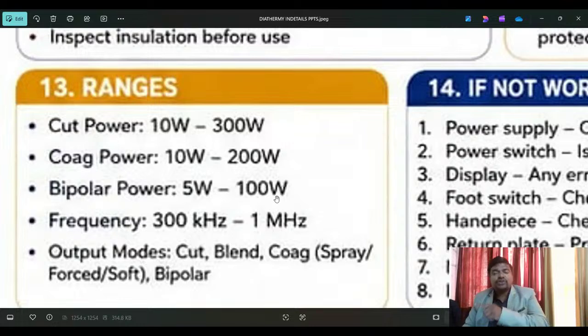Okay, I will show you that one. Okay, how does it look like that? Right, ranges: see here frequency, this one output modes: cut, blend, coagulation, spray, and forced soft bipolar. See, record these ranges. Doctors 100% have studied them.